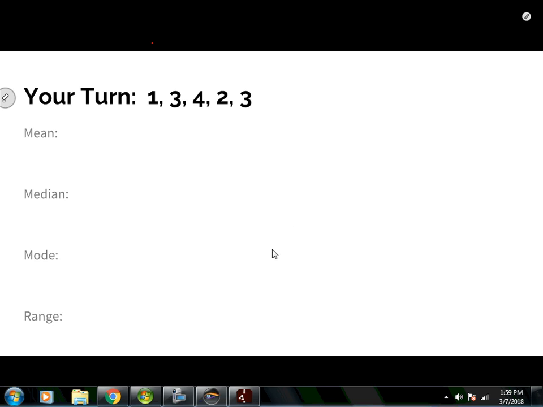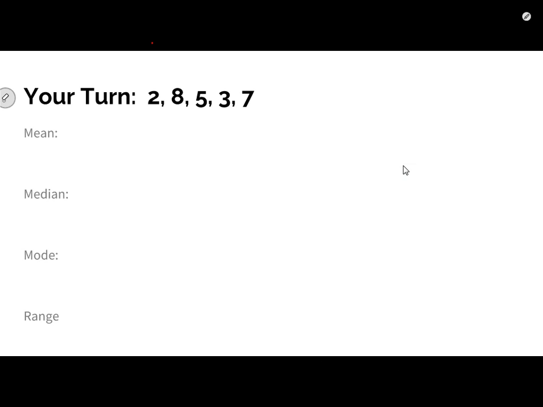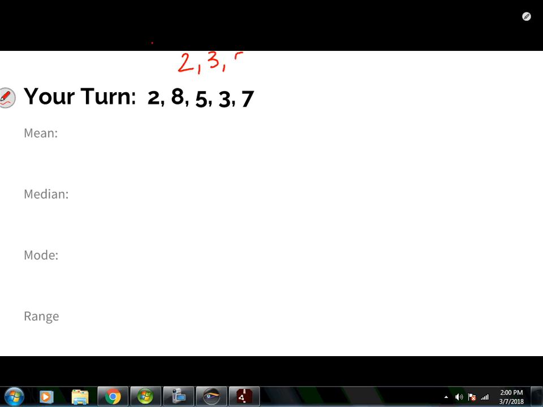Okay, one more. Again, you take a turn, find your mean, median, mode, and range. Pause the video, and then when you're done, turn it back on and we'll check and see how you did. Okay, you should have listed your numbers from least to greatest: 2, 3, 5, 7, and 8.